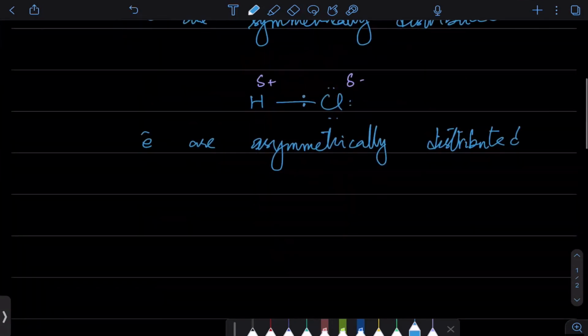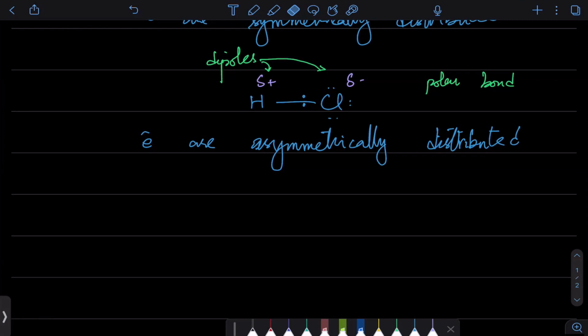Now, in such a bond, you will get what we call dipoles. So these two are called dipoles, okay? And dipoles are always positive and negative, of course. And this makes the bond polar. But that does not mean that the molecule is polar. हमने last time भी इसकी बात की थी कि just because the bond is polar does not mean the molecule is polar. When is a bond polar?